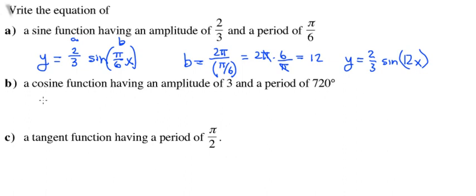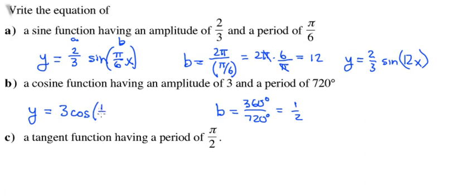Okay, cosine function with an amplitude of 3. Here's the easy part, y equals 3 cosine. And now you don't write 720, of course. This first one I said 2 pi divided by the period. If they're speaking degrees, then instead of 2 pi we write 360 degrees divided by the period. And we get a b value of 1/2, or 0.5 if you like. So you can write this as 1/2 x, or 0.5x, or x over 2, whichever you like.